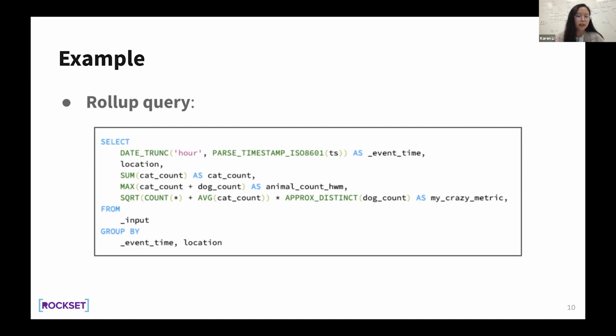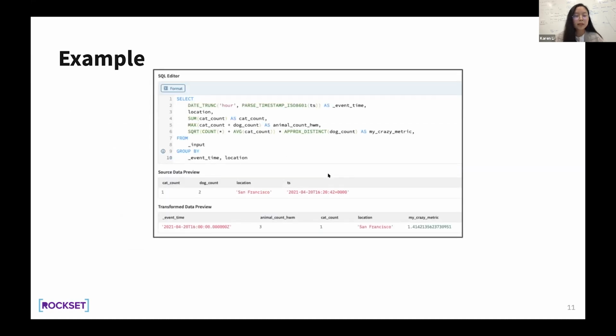So we take the sum of the cats seen, we do the animal count high watermark using the max aggregation function. And then at the very end, we have my crazy metric, which is a pretty contrived educational example of how complex your Rollup queries can get. Here we're combining the results of 3 aggregate functions, count star, average, and approx distinct, using some mathematical functions.